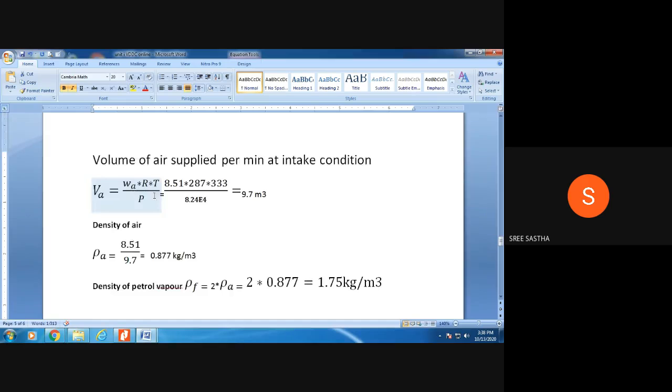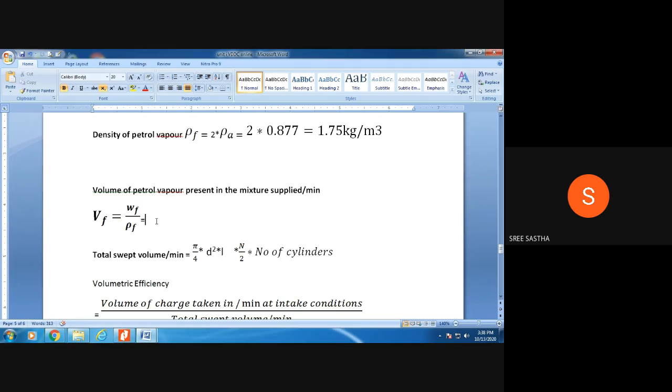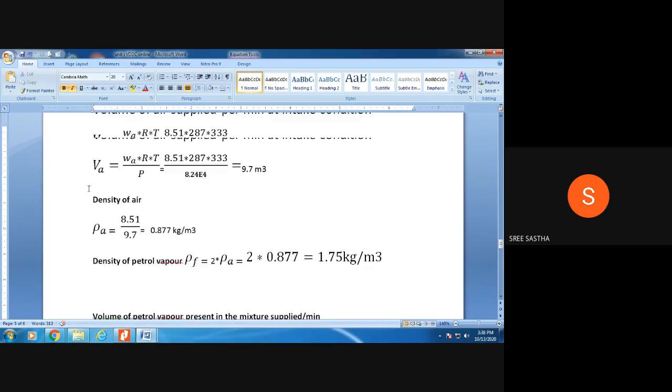I found volume of air using this formula. But for volume of fuel, I can't use this formula because I don't have data related to fuel. Weight of the fuel I have found out.